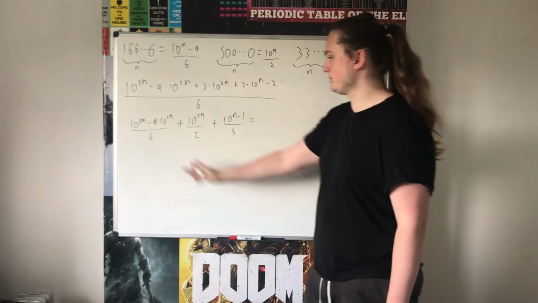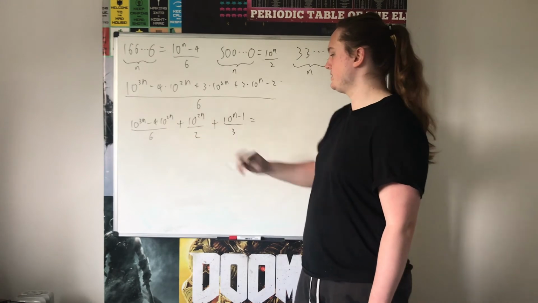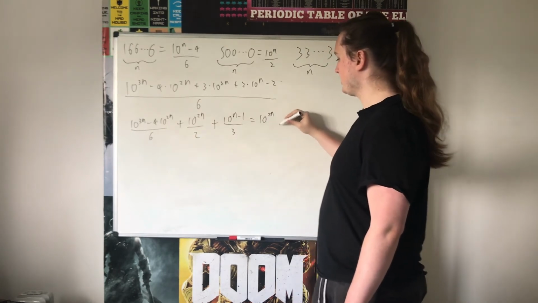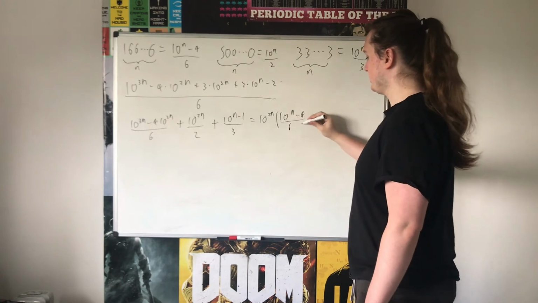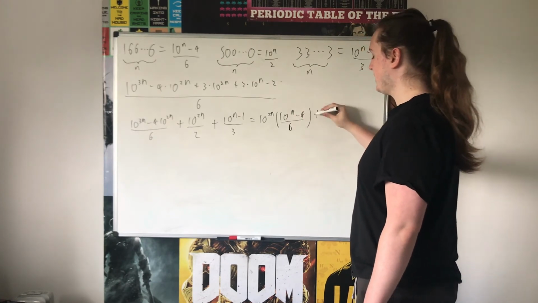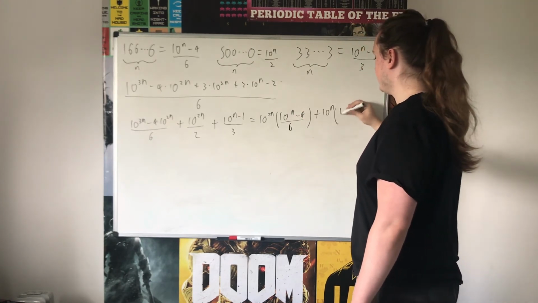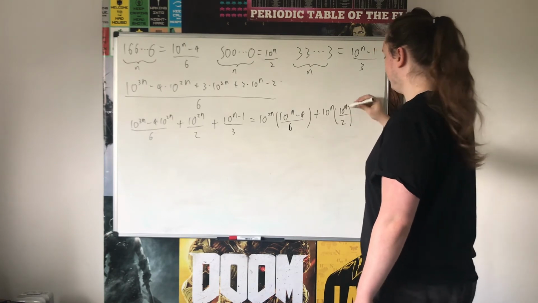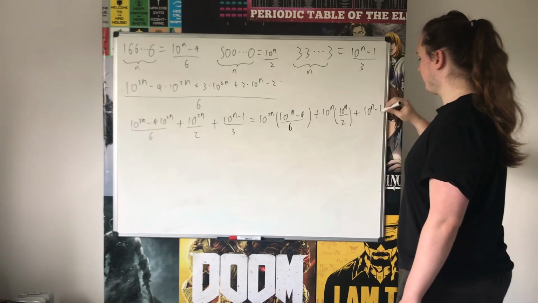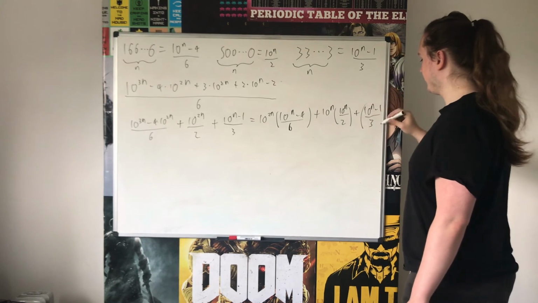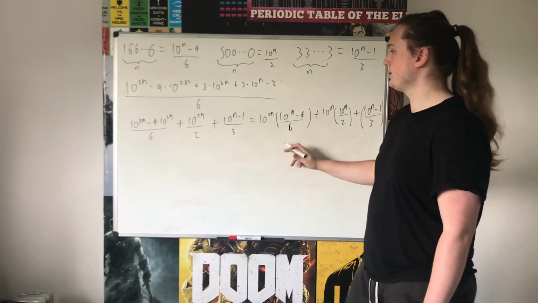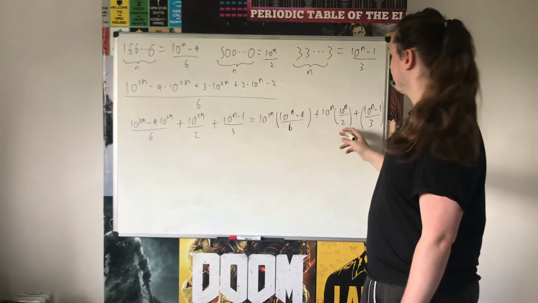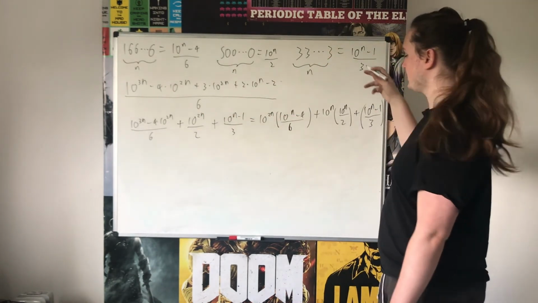Now, if we factor out 10^(2n) from here and 10^n from here, this gives us 10^(2n) times 10^n - 4 over 6 plus 10^n times 10^n over 2 plus 10^n - 1 over 3. Now here we see that this is just this formula, this is this formula, and this is this formula.